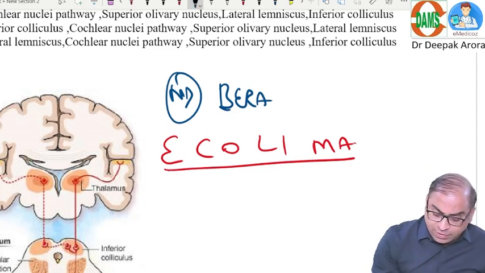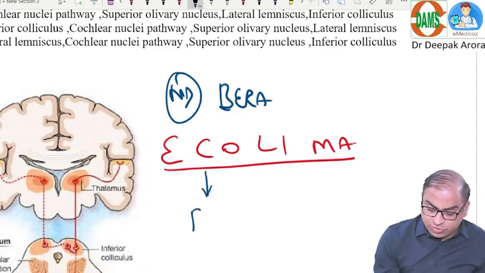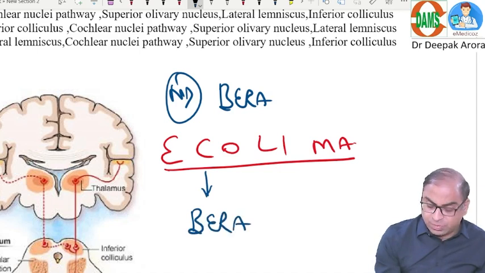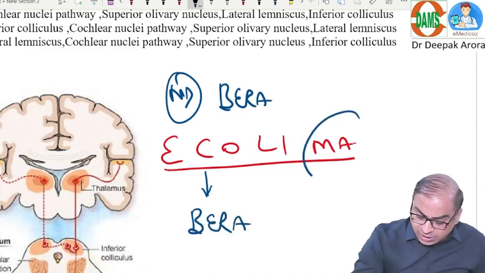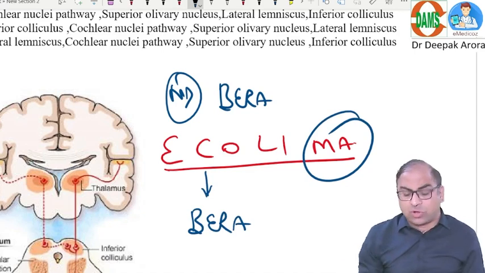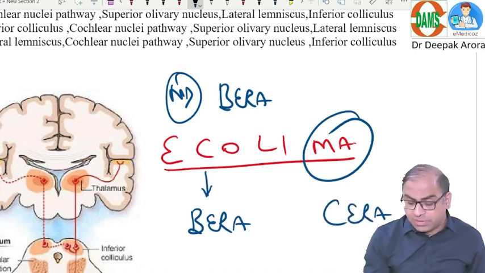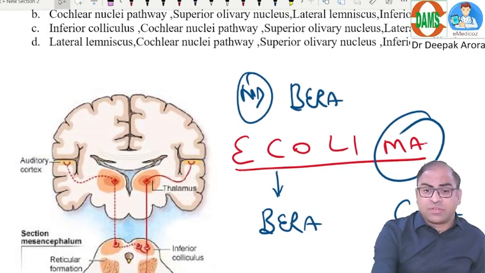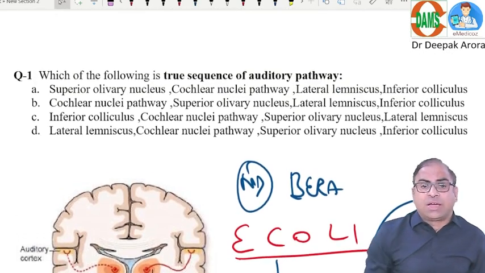Out of these, for the first 5 landmarks, what is the investigation of choice? Investigation of choice is brainstem evoked response audiometry, and for the higher centers we go for cortical evoked response audiometry. That is a big drawback of BERA, okay, we cannot diagnose the higher cortical centers.